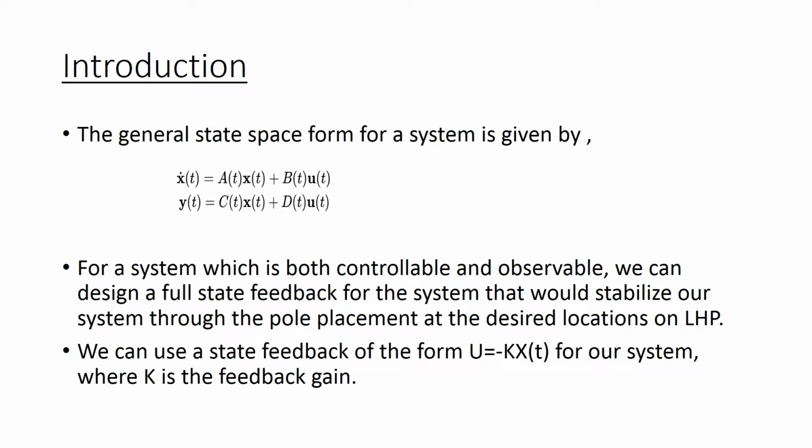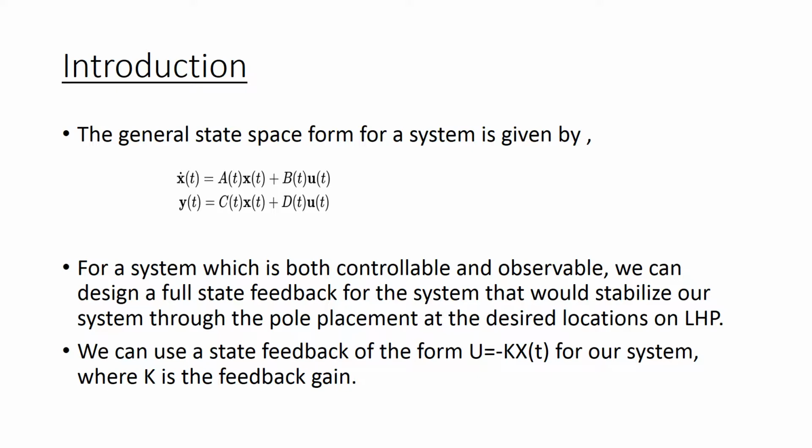Okay, so any system in its general state space form can be represented as x dot equals Ax plus Bu, y equals Cx plus Du, where x is the state vector, y is the output vector, u is the control vector, and A represents the state matrix, B represents the input matrix, C gives us the output matrix, and D is the feed-through term.